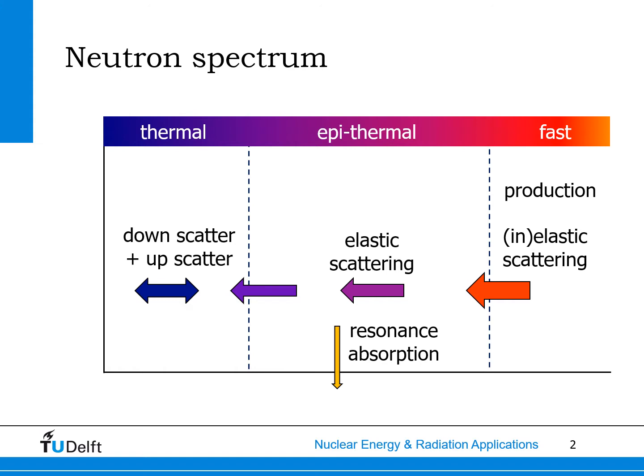Eventually, after a number of collisions, the thermal neutrons will be absorbed in the fuel or in the structural materials of the reactor core, or they can leak away. Part of the neutrons that are absorbed, either in the thermal range or in the epithermal range, will initiate new fissions, which will lead to the release of new fission neutrons, and the cycle starts all over again.